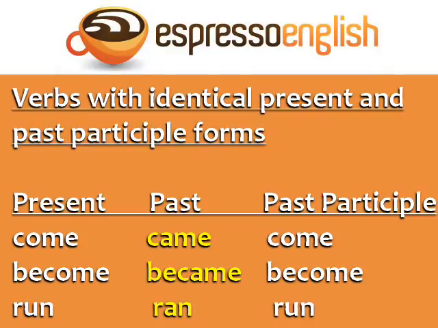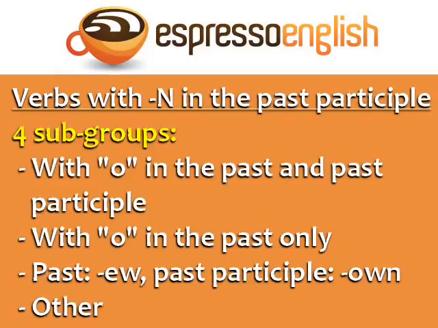Run, ran, run. A number of irregular verbs have N in the past participle. These can be divided into 4 subgroups: with O in the past and past participle, with O in the past only, verbs with the past form ending in EW and the past participle in OWN, and other.